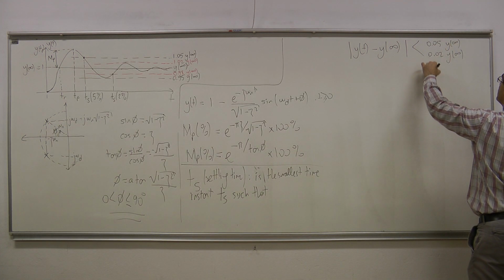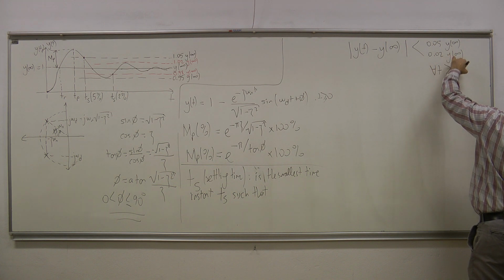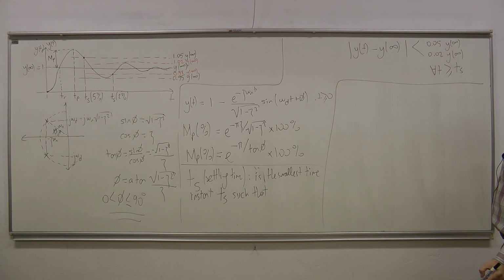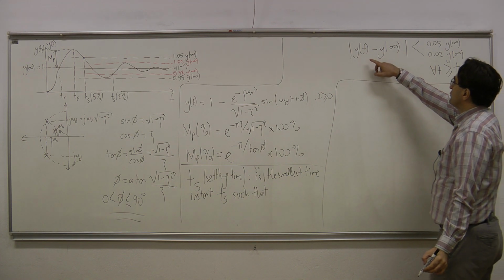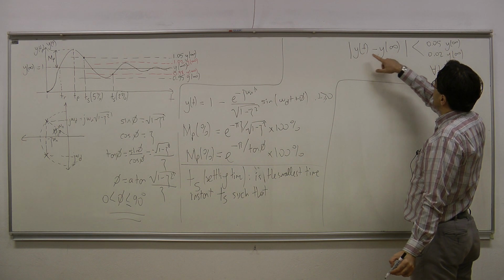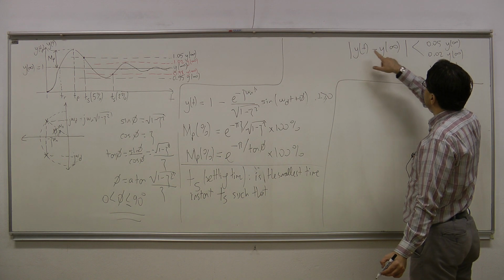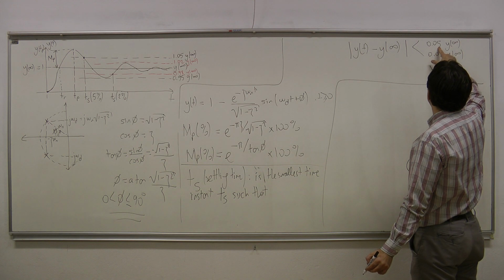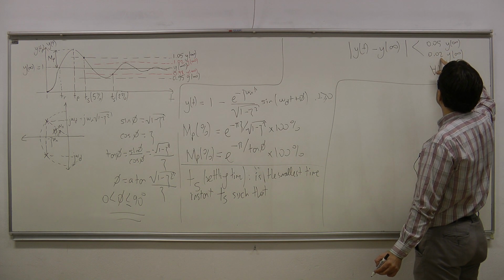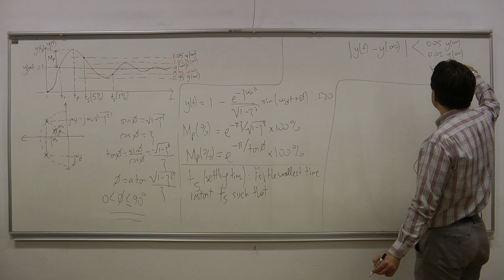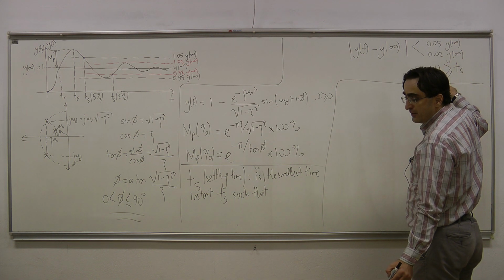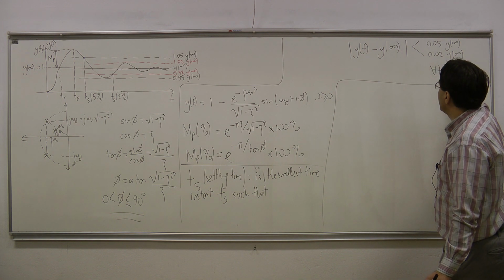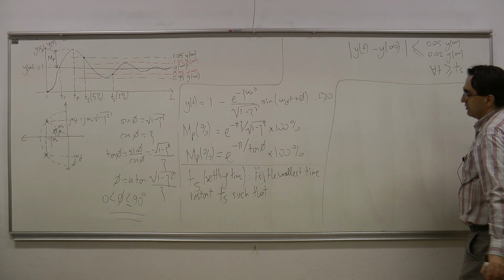And this should be true for all t larger than or equal to ts. So this is the definition of the settling time. What does it say to us? It says that the absolute value of the difference between y of t and y infinity should be smaller than 5% of y infinity or 2% of y infinity for all time instants larger than or equal to ts. Here I can put also equality.